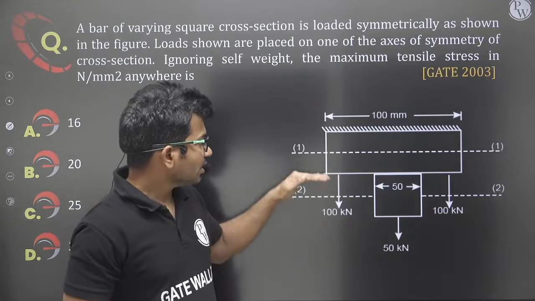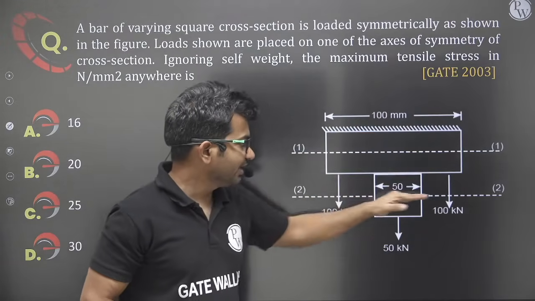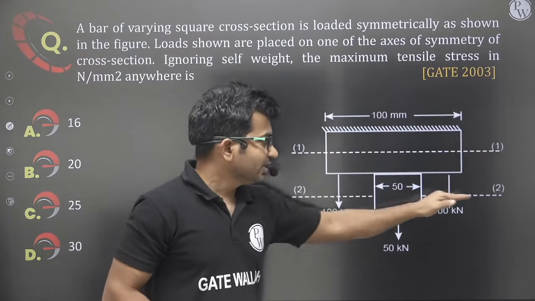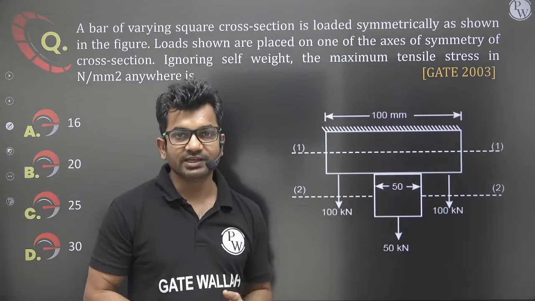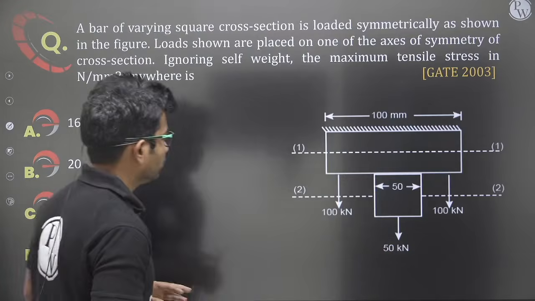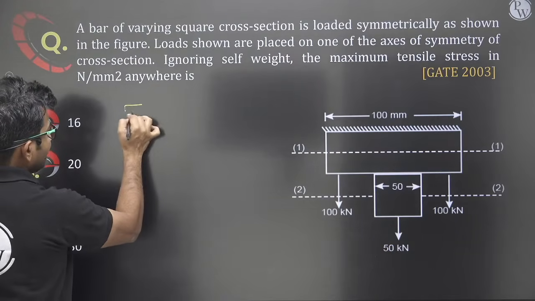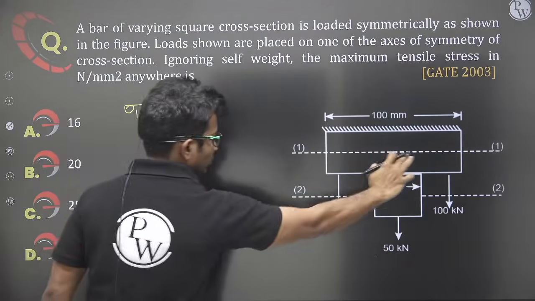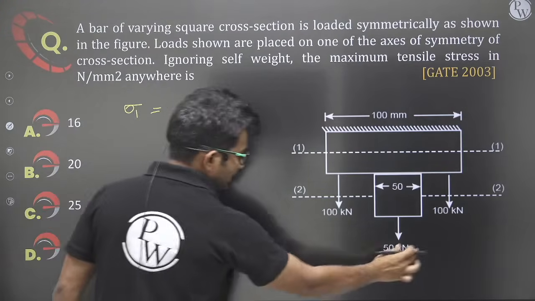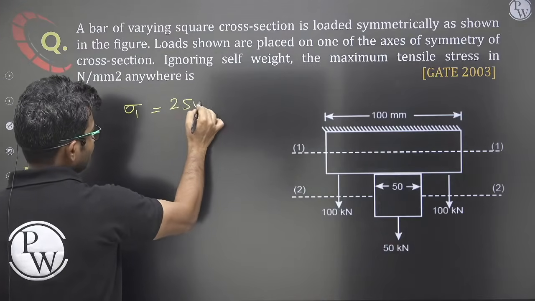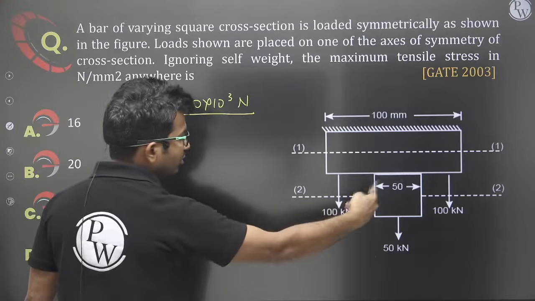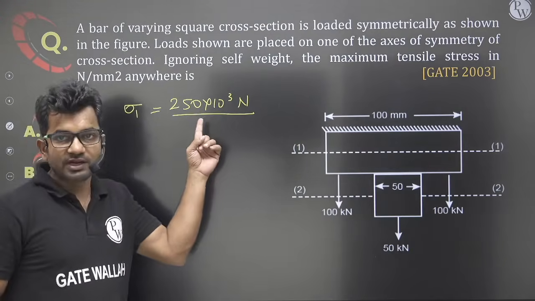We can take two sections, calculate the stress at this section and the stress at this section. Whichever stress is higher will be the maximum stress anywhere in the structure. Let us first analyze the stress at location 1. Sigma 1 will be equal to force per unit area. The force is 250 kilonewton, so 250 into 10 to the power 3. We multiply by 10 to the power 3 to convert kilonewton into Newton.